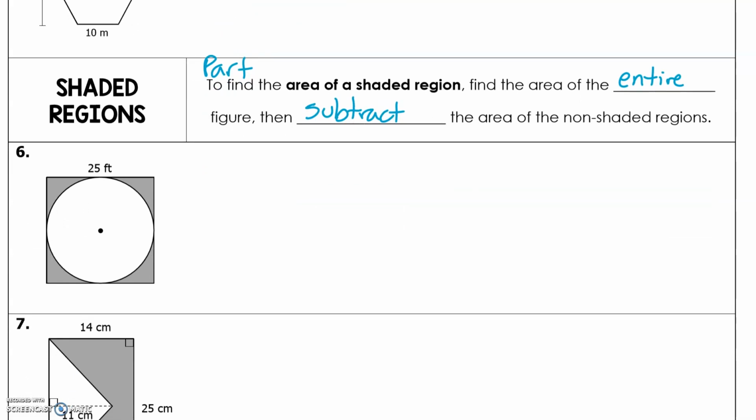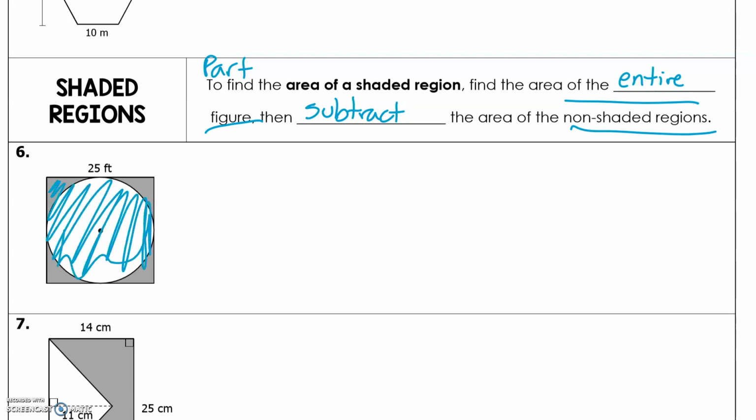So to find the area of the shaded regions, you're going to find the area of the entire figure, the whole thing, and then you're going to subtract the area of the non-shaded regions. I'm going to try to switch up and have 2 different colors, and that way you can see the difference between the 2. Ultimately, we can start talking about number 6, where we find the area of the entire figure, and they only give us 1 dimension on this.